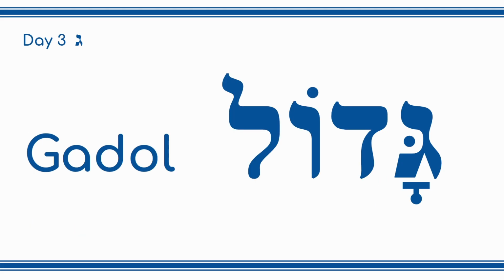Next word. This word is gadol. And let's see how to pronounce it. We look at the first consonant. It's a gimel. It makes a g sound. We look down to the vowel. We see it's a kametz. It makes an ah sound.